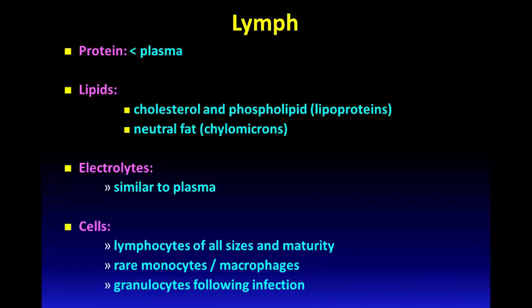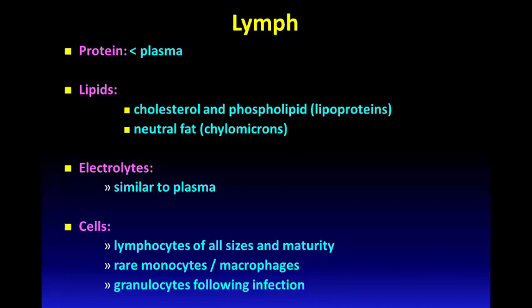Now let's very briefly describe the composition of the lymph. What is the lymph composed of? It is mostly water as plasma, and in the water we have proteins with less concentration than what we have in the plasma. We have lipids, cholesterol and phospholipids in the form of lipoproteins, and we have neutral fat triglycerides also in the form of lipoproteins, which are known as chylomicrons.